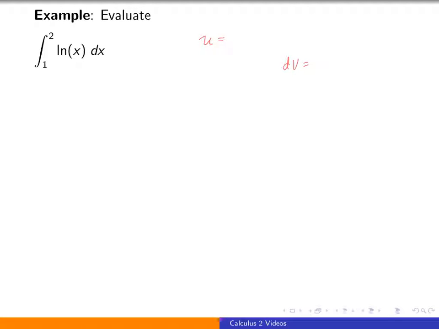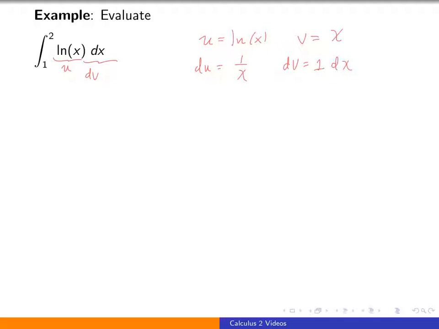If I wanted to set dv equal to natural log x, that would be a particularly poor choice because we don't know what the antiderivative of natural log is. That's what we're trying to find. So really my only choice here would be to let u be equal to the natural log of x. What that leaves us with for our dv would be the dx. So we can really think of dv as being this kind of hidden 1 dx. 1 is something we can anti-differentiate, so v would be x. And natural log is something we can easily differentiate, du is 1 over x.